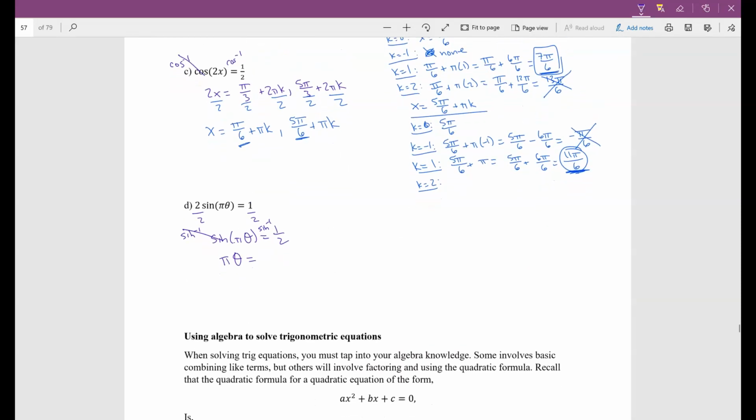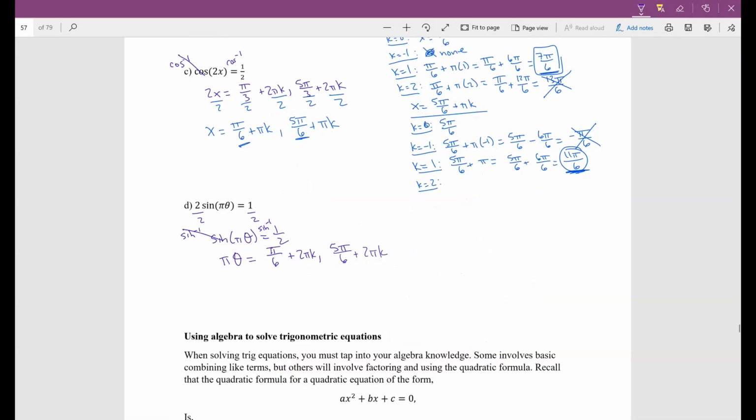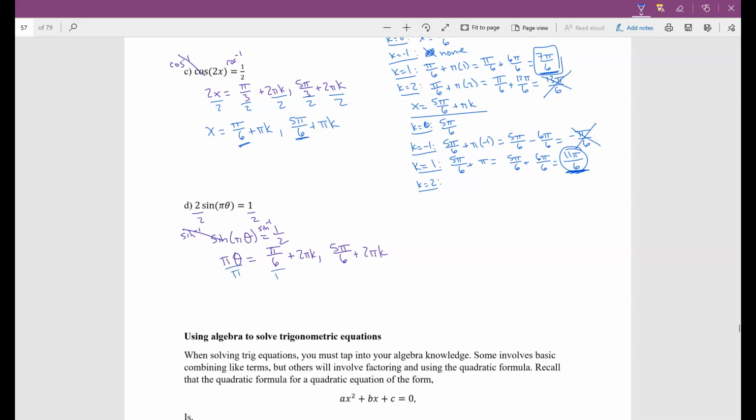So that's going to be at 5 pi over 6. Oh, at pi over 6. Okay, and I'm going to add 2 pi k and then 5 pi over 6, which is plus 2 pi k. Just making sure that I did that right. Yes, that's correct. All right, so now all we got to do is get rid of that pi. So divide by pi. So you're going to get theta is equal to, so this guy's just going to give me 1/6 plus 2k. And this guy's going to give me 5/6 plus 2k.